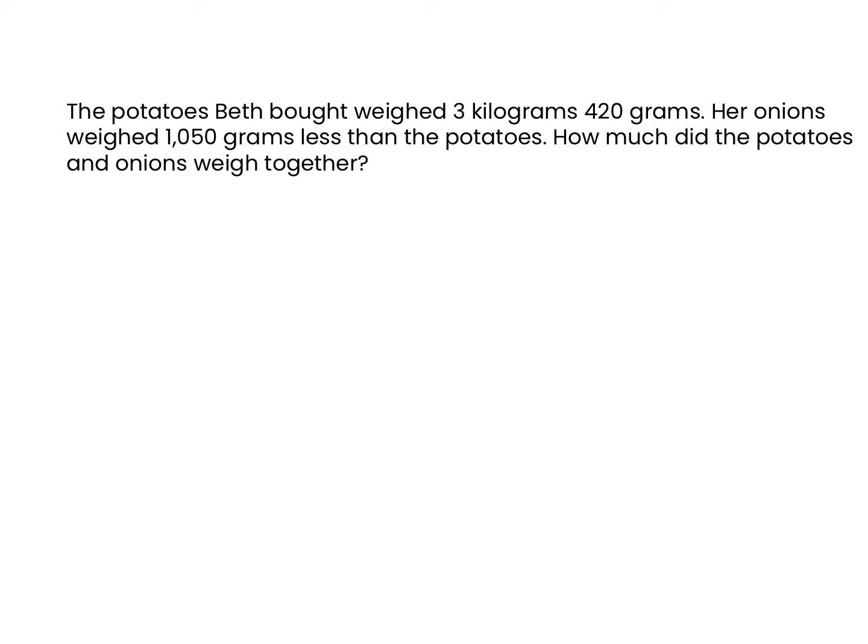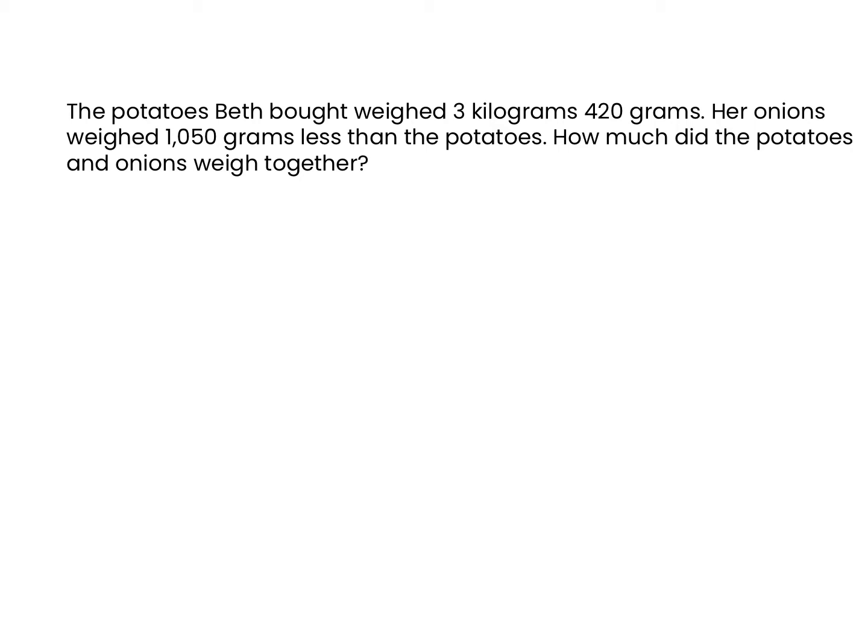The potatoes Beth bought weighed 3 kilograms, 420 grams. Her onions weighed 1,050 grams less than the potatoes. How much did the potatoes and onions weigh together? So as you can see, this is going to be more than one step that we need to do. So we're going to start out with her potatoes that she bought weighed 3 kilograms, 420 grams. Her onions weighed 1,050 grams less than the potatoes. How much did the potatoes and onions weigh together?